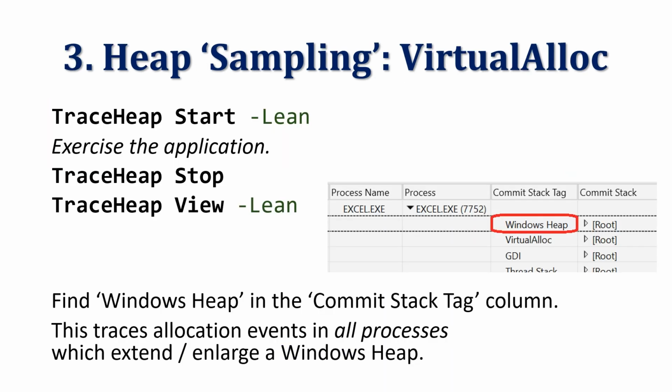So how does this work? We can trace VirtualAlloc activity for the entire system using the TraceHeap script as before. Start, stop, and view, but this time adding just the -lean switch.